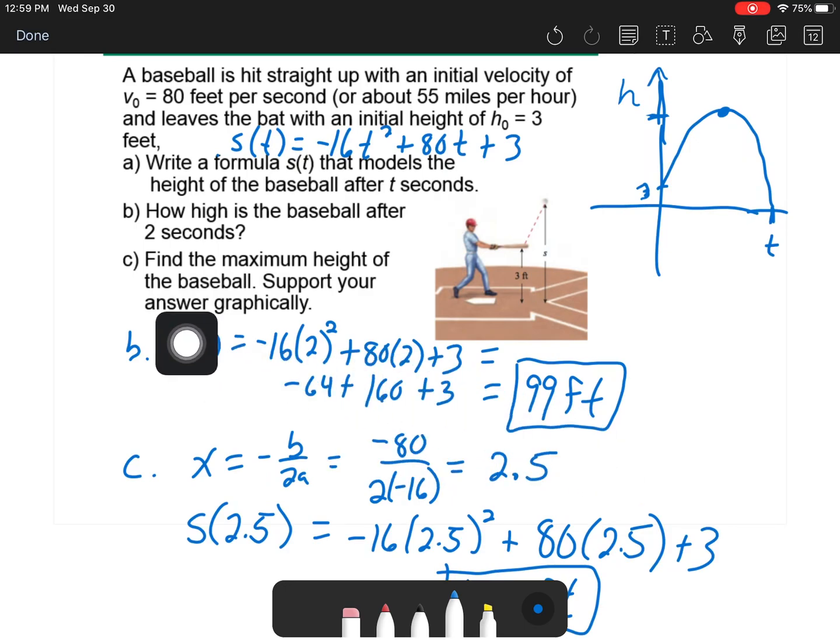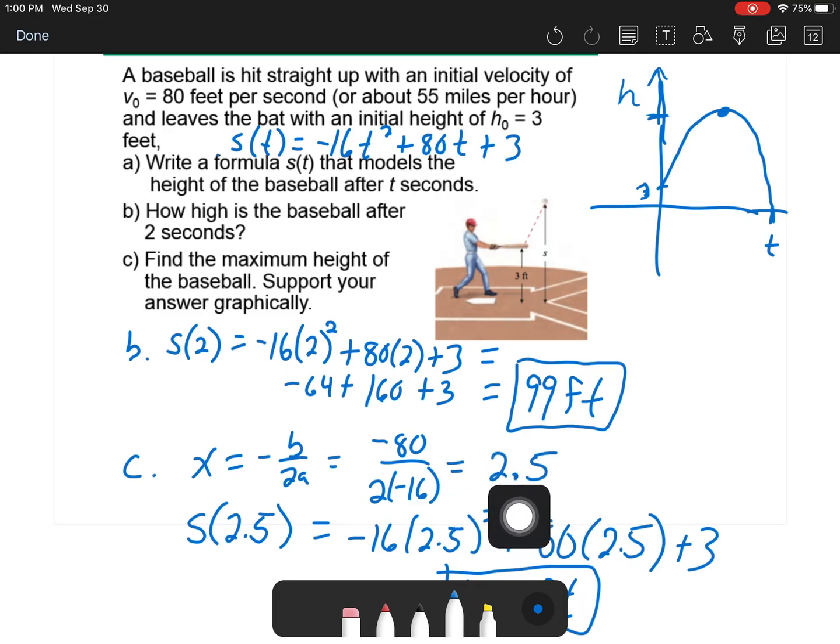All right. Now, the next follow-up question is to find the maximum height of the baseball and then support your answer graphically. Okay, so for the maximum height of the baseball, what we'd want to do there is find the vertex, because that's where the maximum height is going to occur, right? Wherever that vertex is. So we're going to use this formula, x equals negative b over 2a. So that's negative 80, because our b value is 80, divided by 2 times a, which is 2 times negative 16, and we get 2.5 for that.